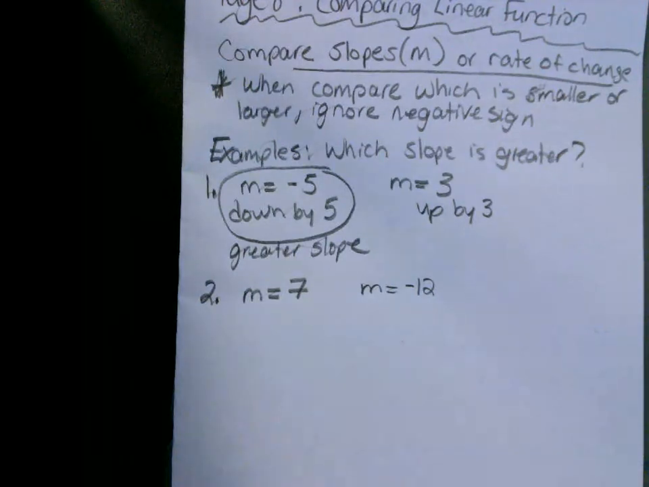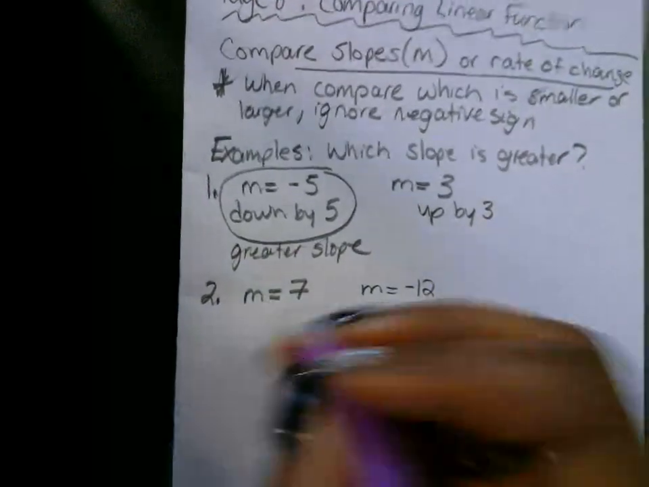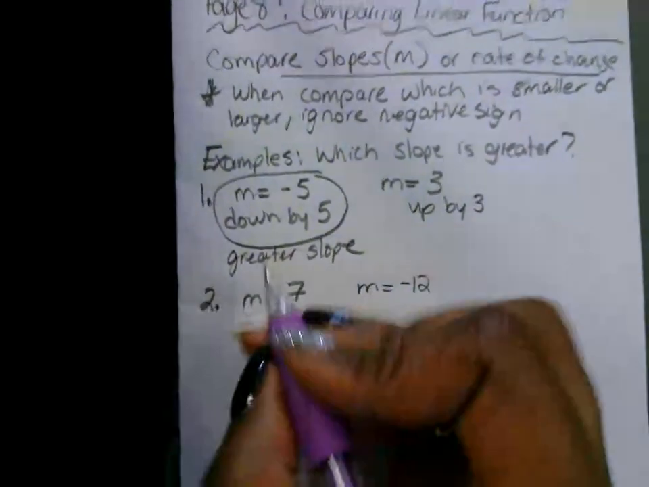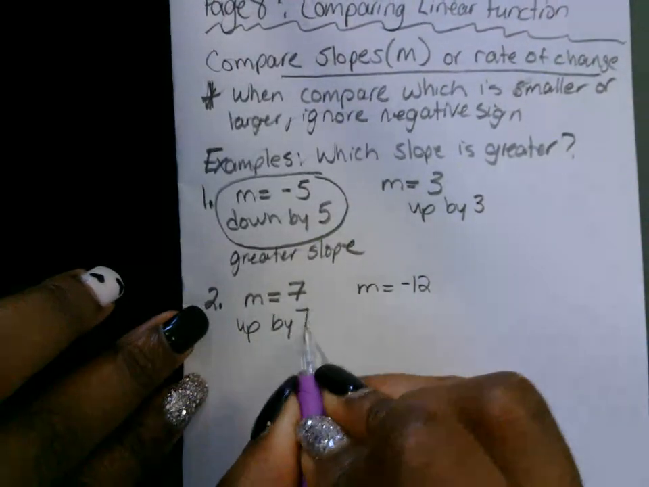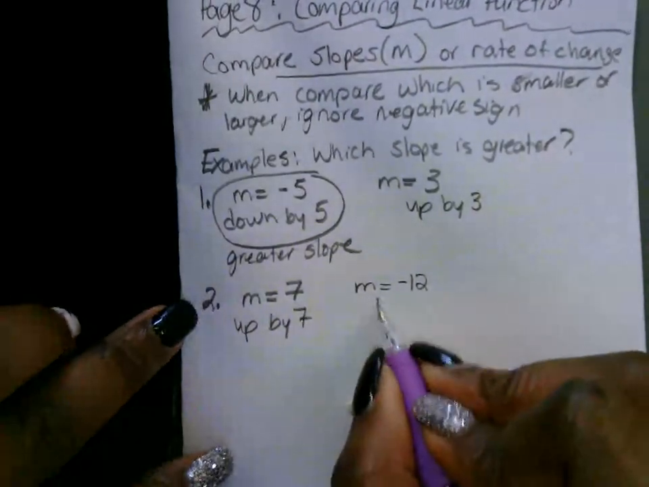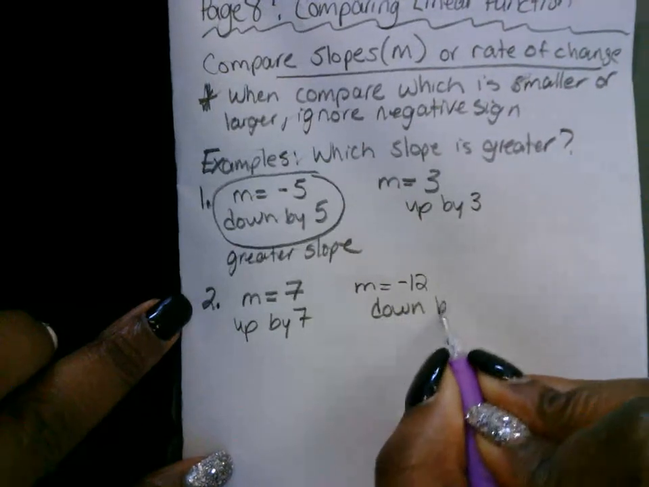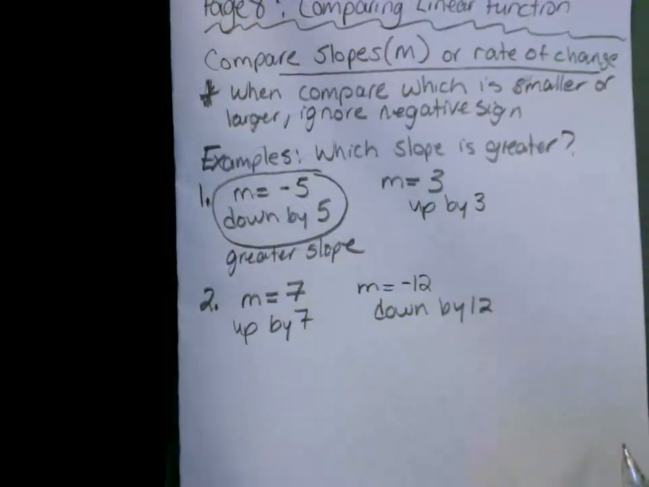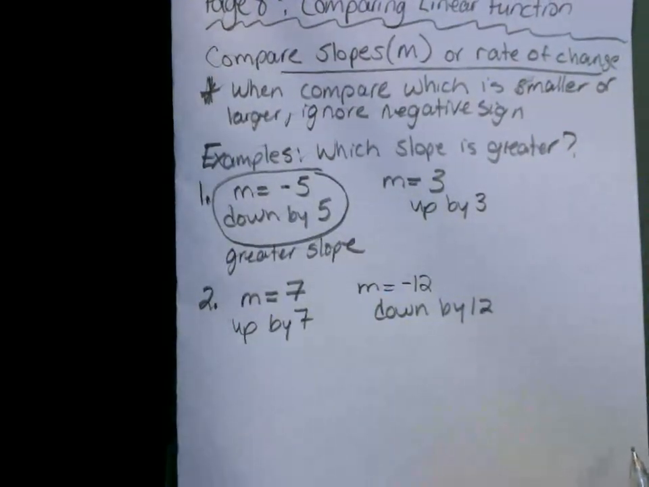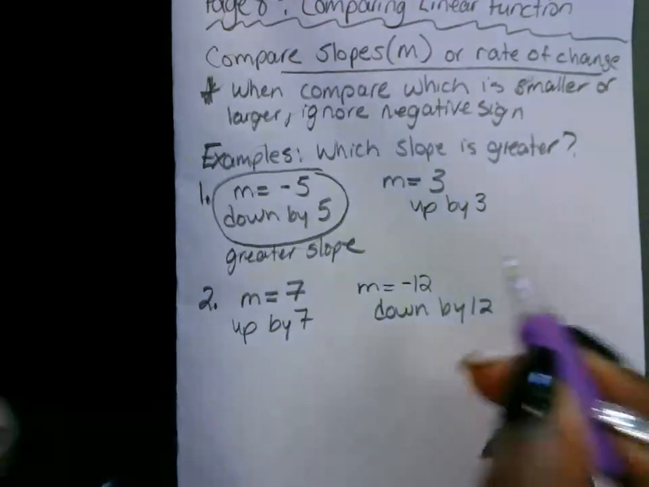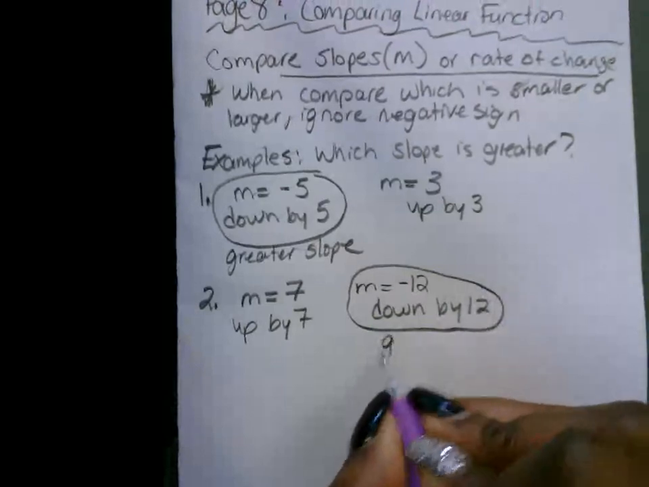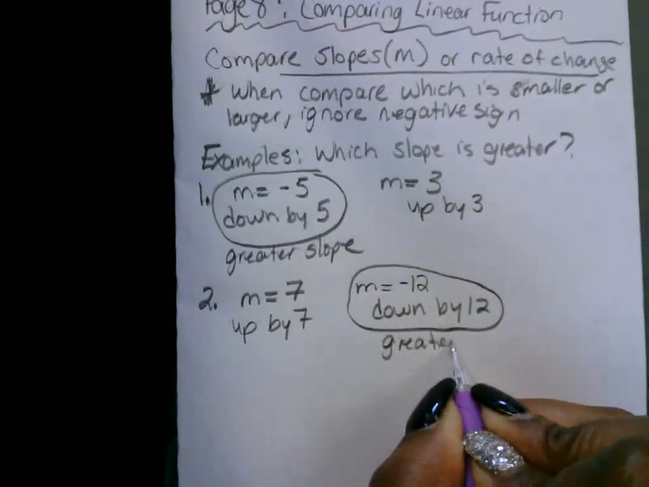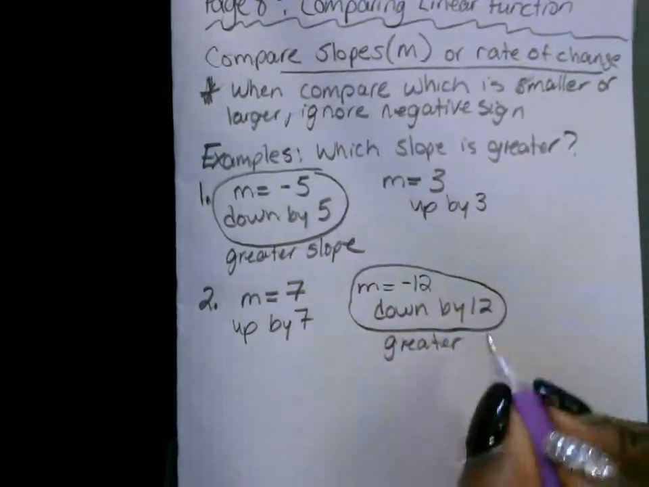All right. So the meaning of this one is that we're going up by 7, okay? The meaning of this one is that we're going down by 12. The one that's going the fastest is the one that's going down by 12, even though it's represented by a negative number. It is going faster. This is the greater rate of change. This one is the greater slope.